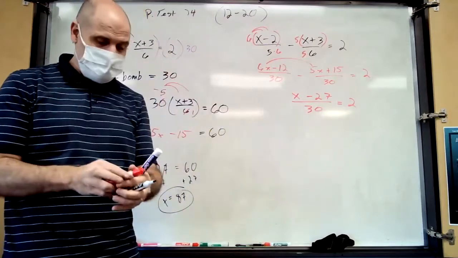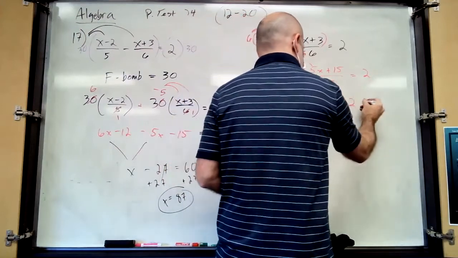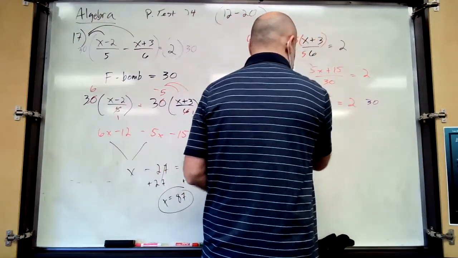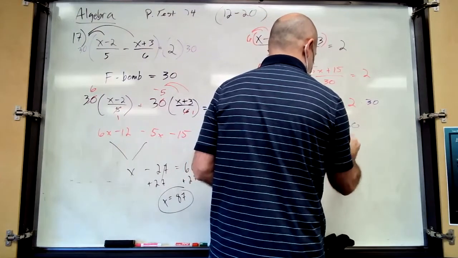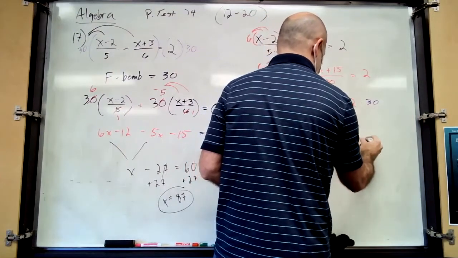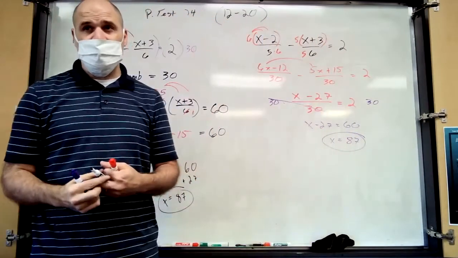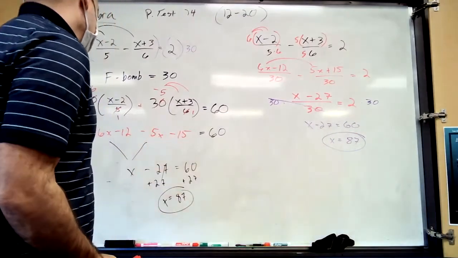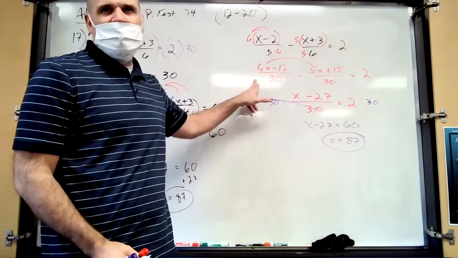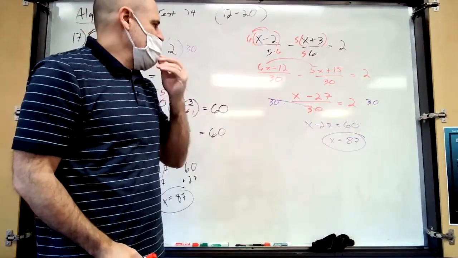Now to get x by itself, I need to multiply both sides by 30. So x minus 27 equals 60. Add 27, x equals 87. So both ways work fine, okay? So the F-bomb really just takes out this step here of finding the common denominator and doing that.